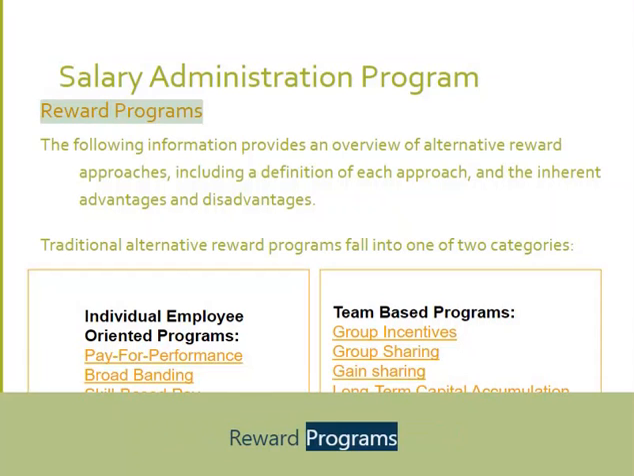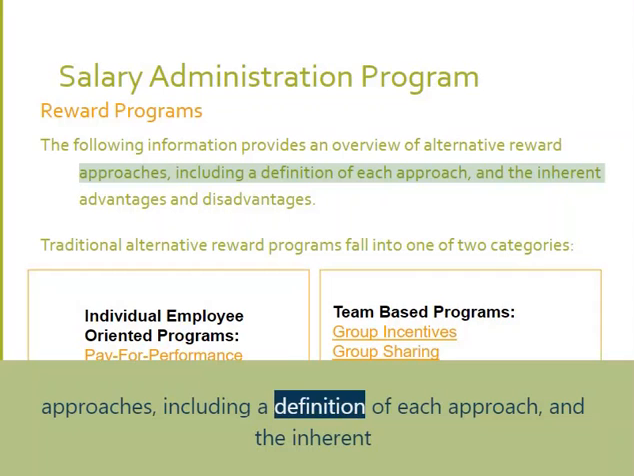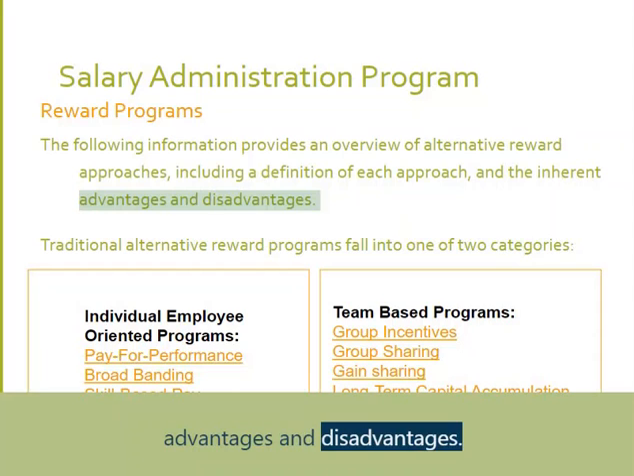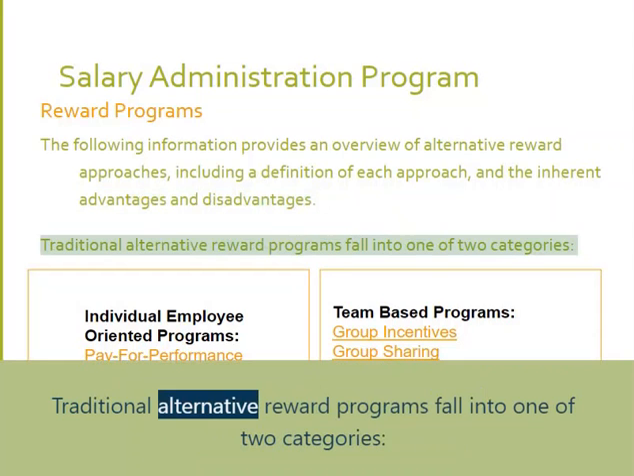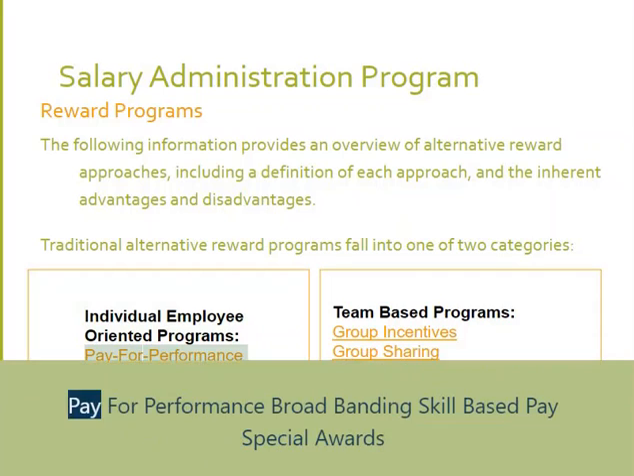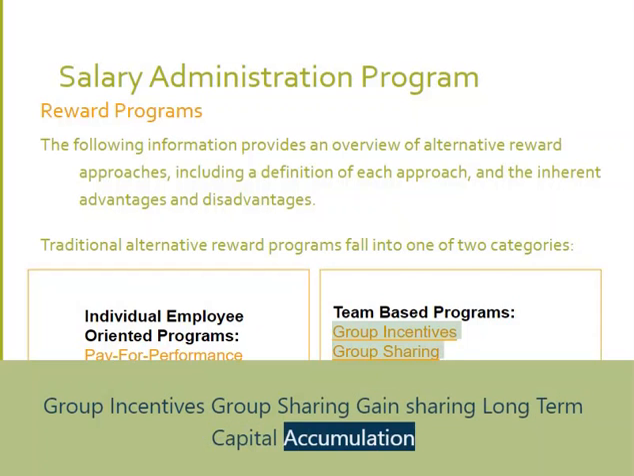Salary Administration Program. Reward programs. The following information provides an overview of alternative reward approaches, including a definition of each approach, and the inherent advantages and disadvantages. Traditional alternative reward programs fall into one of two categories. Individual employee-oriented programs: pay for performance, broad-banding, skill-based pay, special awards. Team-based programs: group incentives, group sharing, gain sharing, long-term capital accumulation.